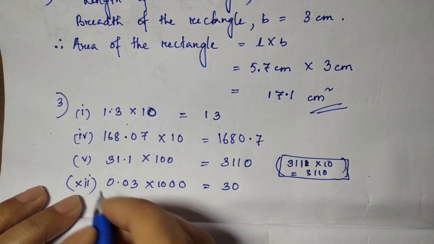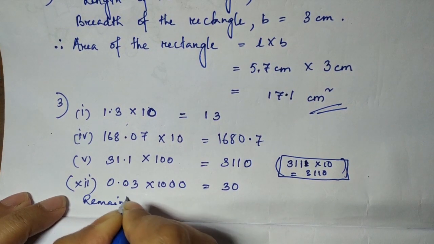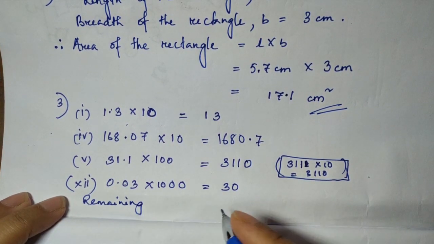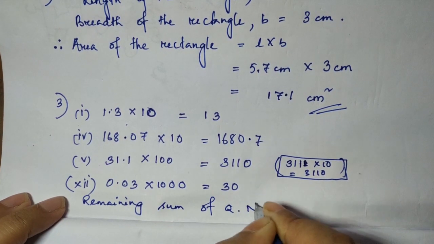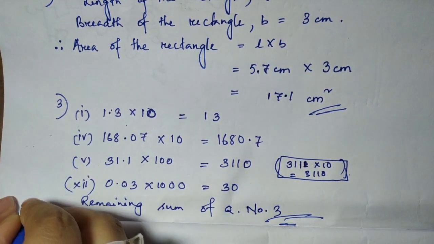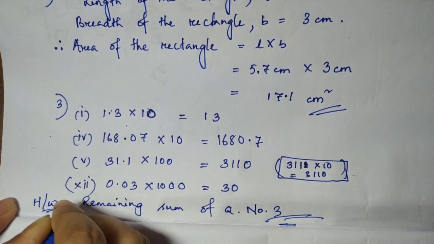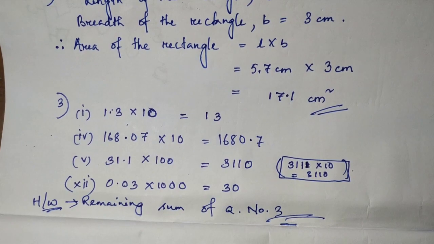So you will try the remaining sums, from 1 to 12, whatever are remaining sums of question number 3, that will be your homework. Okay, from this part, the remaining sums. These are easy, so I am not wasting the time solving all of them together. Now let us move on to question number 4. What is in question number 4?